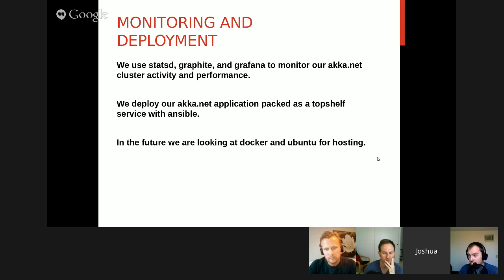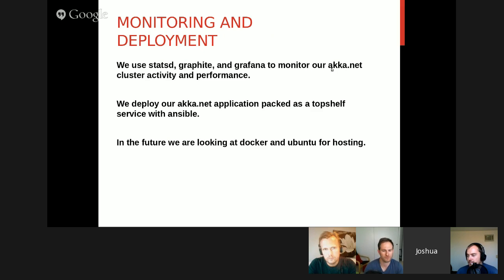Gotcha, makes sense. So for the deployment side of things, you mentioned you use Ansible to do scripted deployments. I can see on the slide here, it looks like you're planning on using Docker and Ubuntu. Yep. At some point in the future. Could you tell us what was different about how you deployed Akka.NET-based Windows services versus whatever you had before? And what are some of the things you had to learn how to do in order to deploy it? What can you share about that?